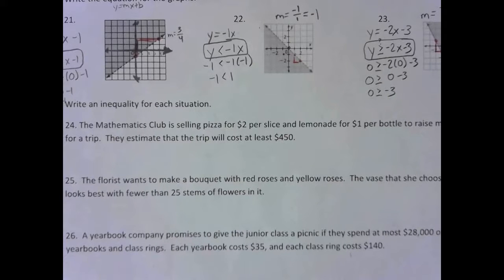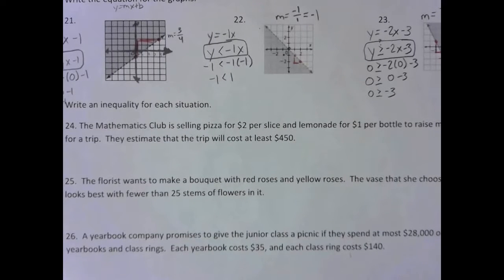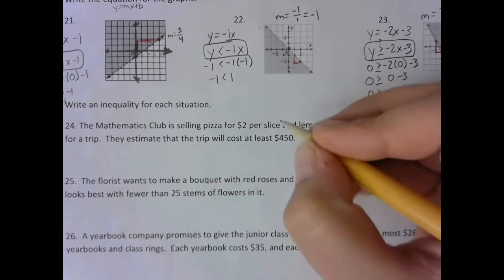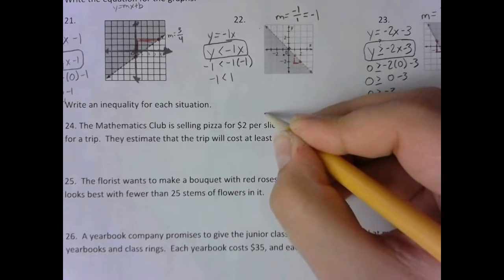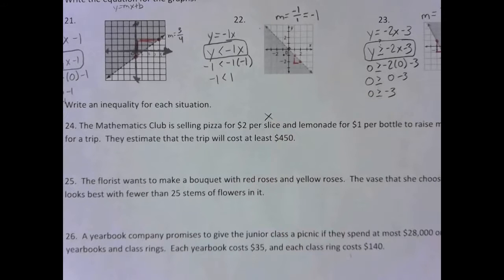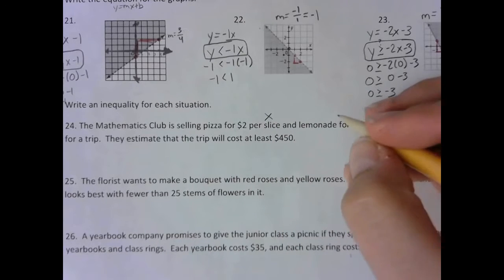Okay, Math Club selling pizza for $2 a slice, lemonade for $1 per bottle. They're raising money for a trip. They think the trip will cost at least $450. Ooh, that's an expensive trip. All right. Well, let's say that the number of slices of pizza they sell is X. Let's say the bottles of lemonade they sell is Y.